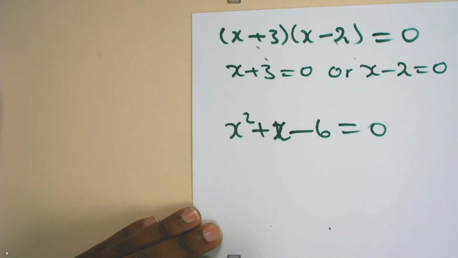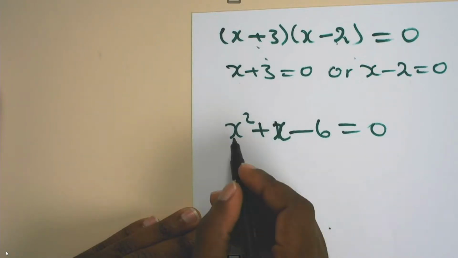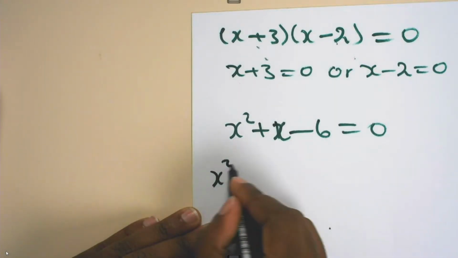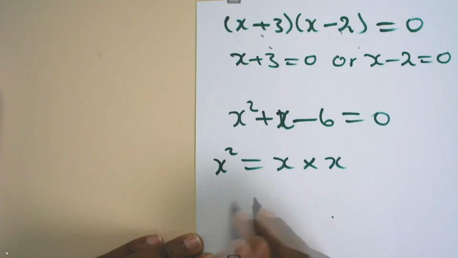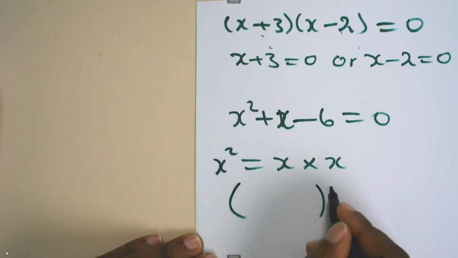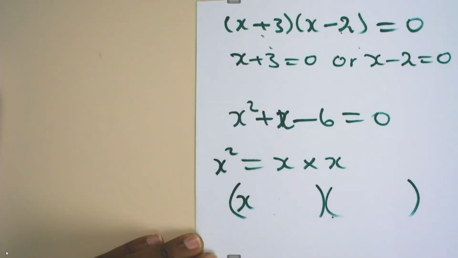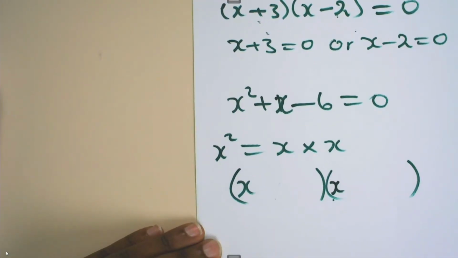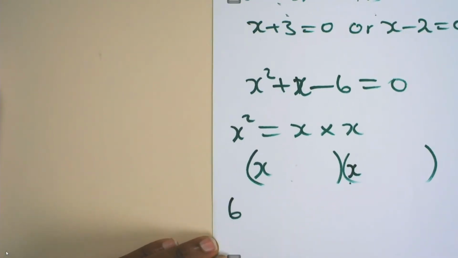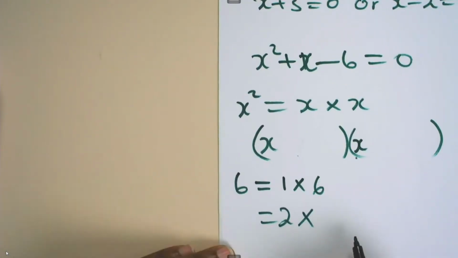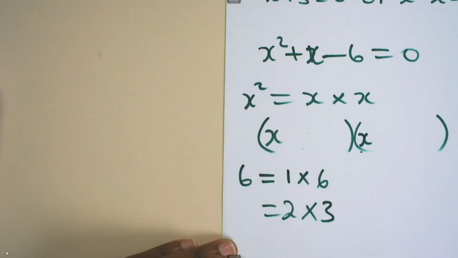For us to factorize this trinomial, firstly we must have the factors of x squared, which are x multiplied by x. One factor of x squared will be in one pair of brackets, and the other will be in another pair of brackets. And then secondly, we must have the factors of 6. The factors of 6 in pairs will be 1 multiplied by 6, and 2 multiplied by 3. They will give us 6.